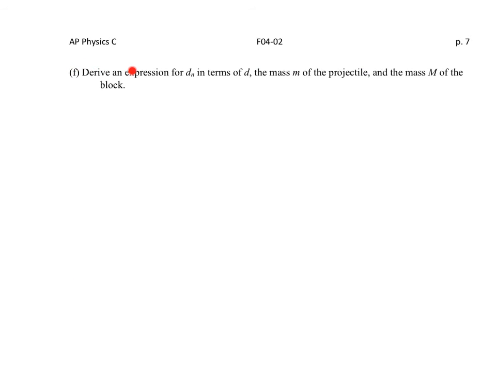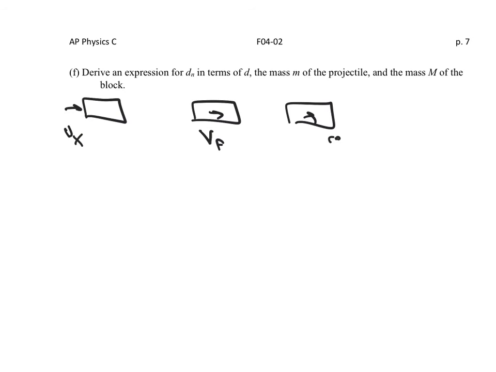Part F. Derive an expression for d sub n in terms of big D, the mass of the projectile, and the mass m of the block. Our first thing is to say that we have this thing colliding in, and then it's stuck in here, where here we had Vx, and here we're going to have some final velocity before it starts sliding, and then it slides some distance, and it's at rest. But in here, there's a collision process, sort of an instantaneous collision process.